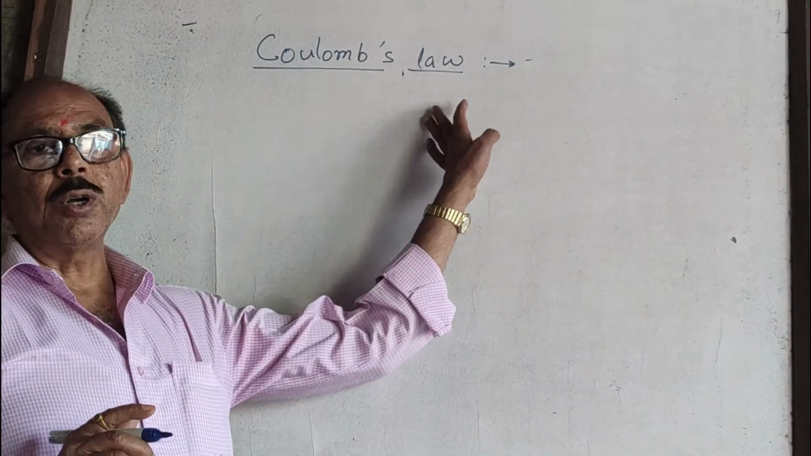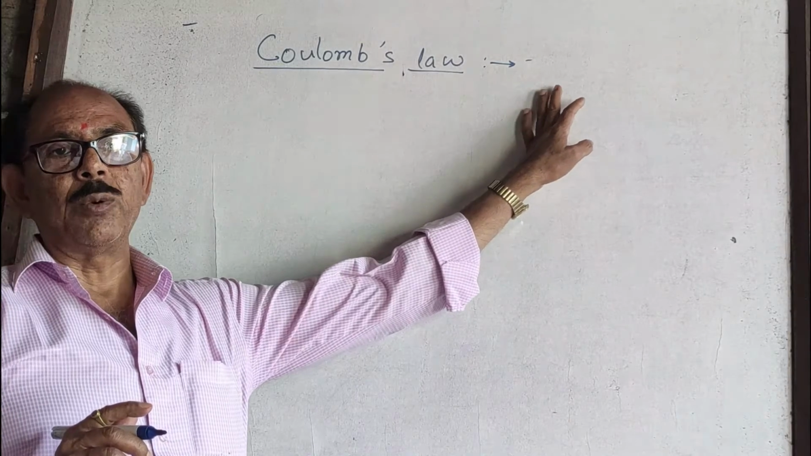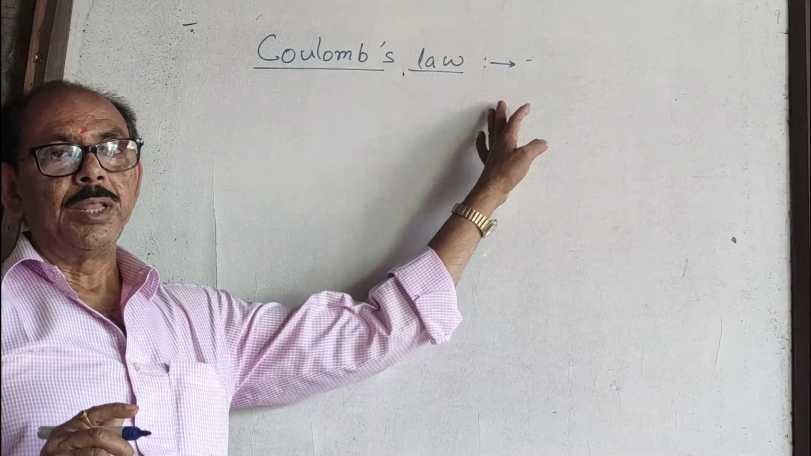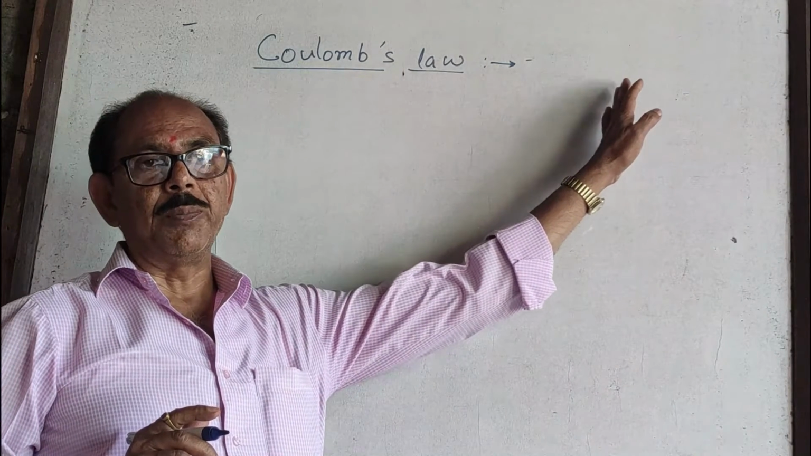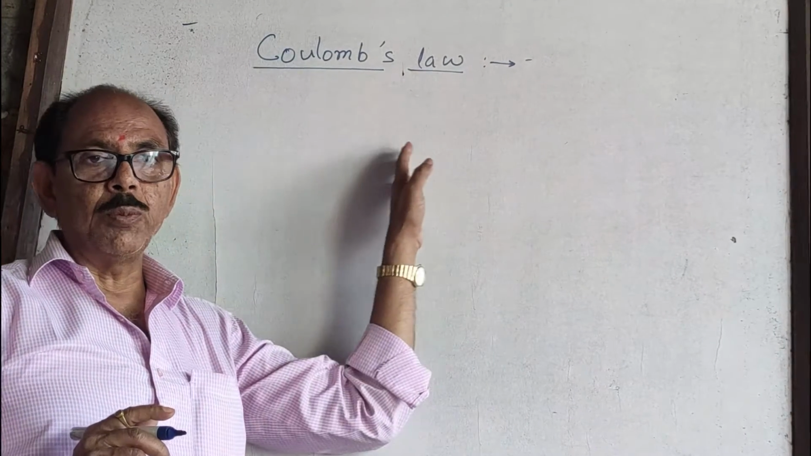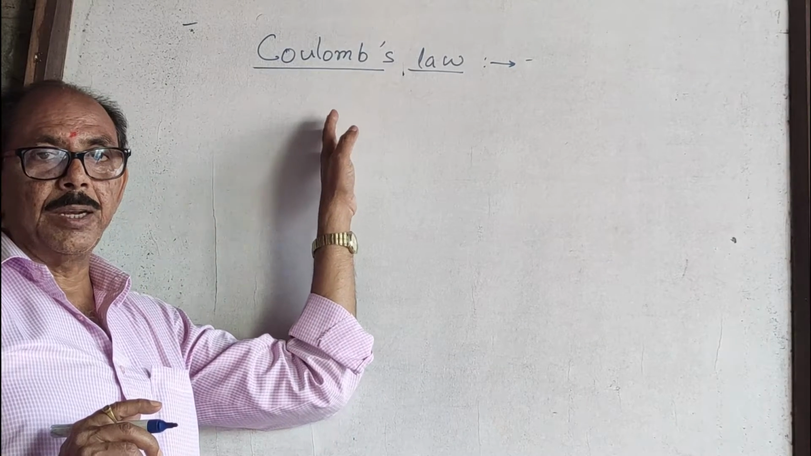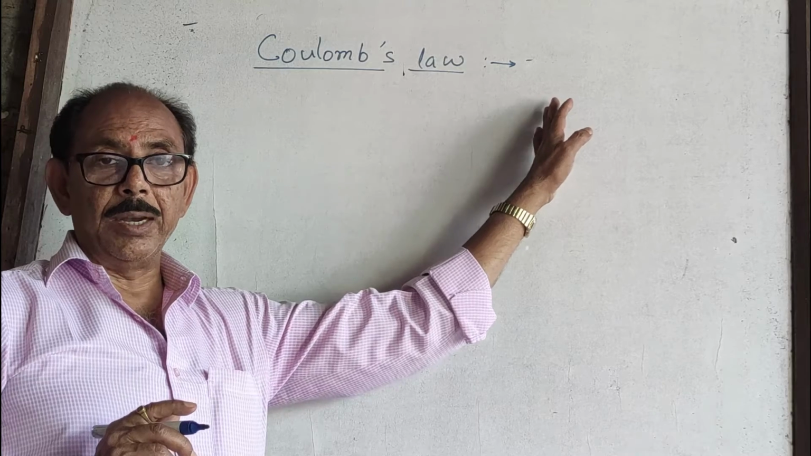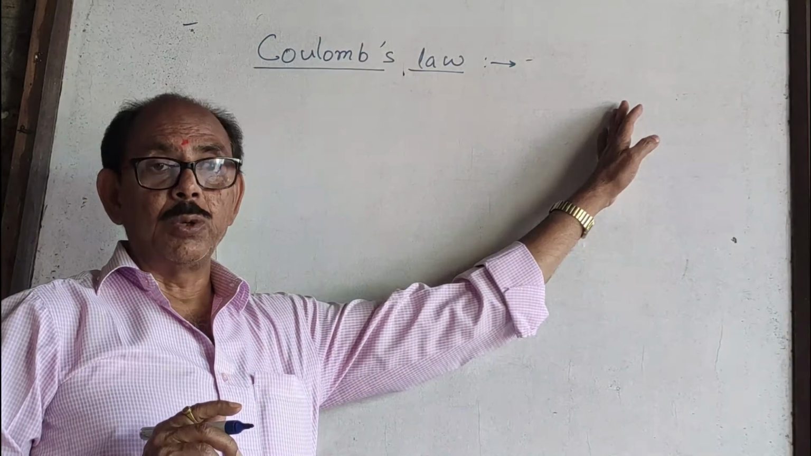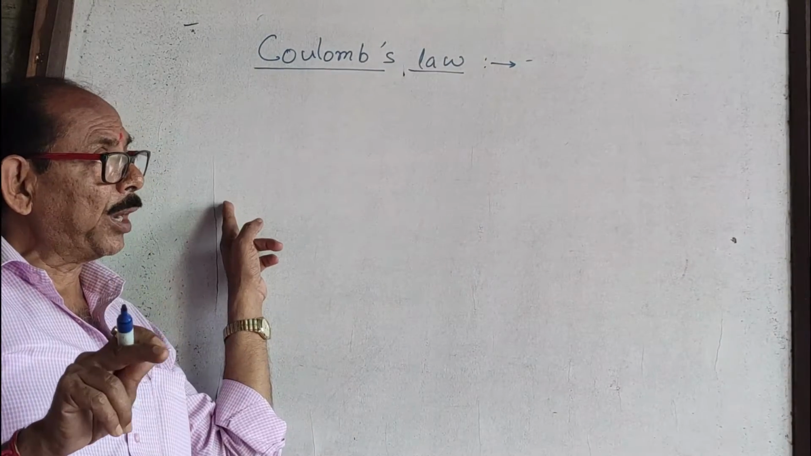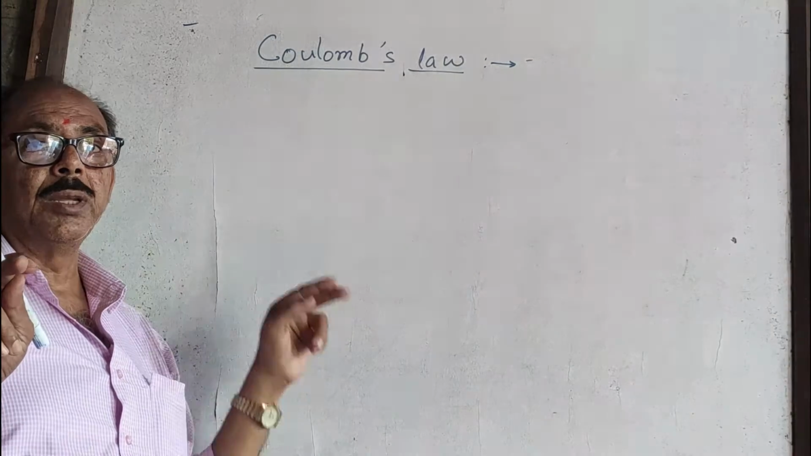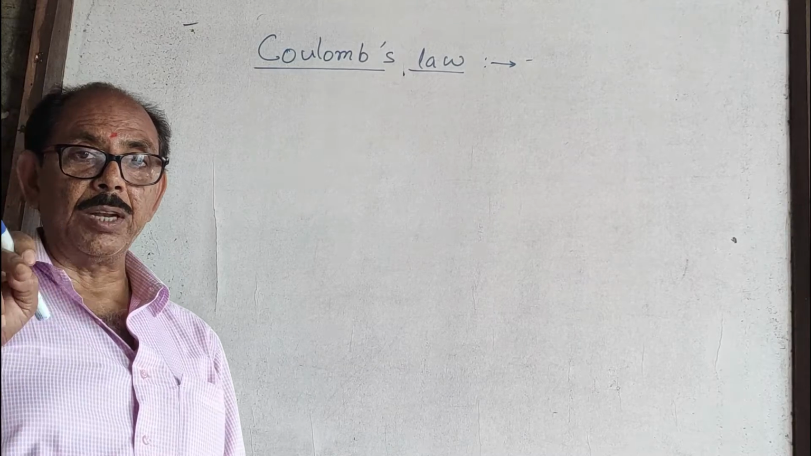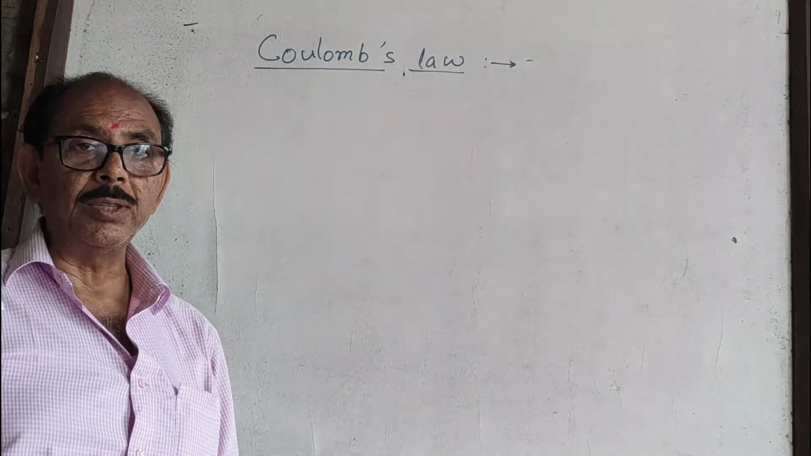Today we talk about Coulomb's law of electrostatic force. According to this law, the force of attraction or repulsion between any two point charges is directly proportional to the product of their magnitudes and inversely proportional to the square of the distance between them. This force acts along the straight line joining the two point charges.